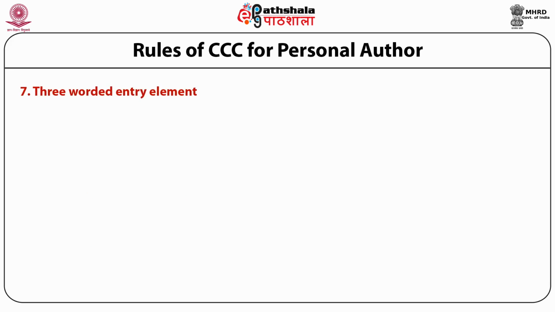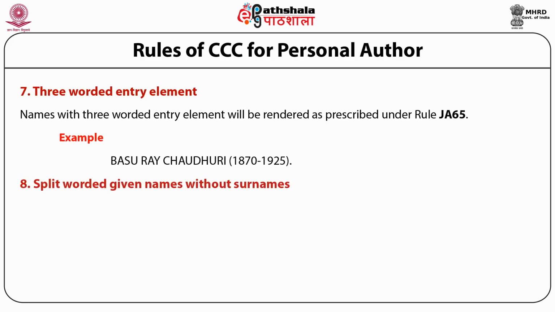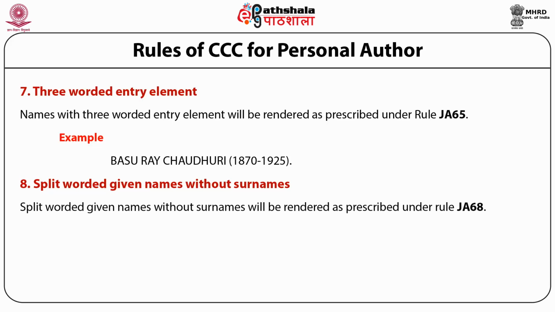Three-worded entry element. Names with three-worded entry element will be rendered as prescribed under Rule JA65. For example, Basu Ray Chaudhary, within bracket, 1870-1925. Split-worded given names without surnames. Split-worded given names without surnames will be rendered as prescribed under Rule JA68. For example, Anand Prakash, within bracket, his year of birth, that is 1945, Abdul Karim, within bracket, 1955.